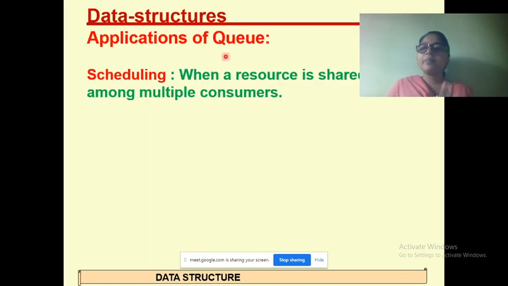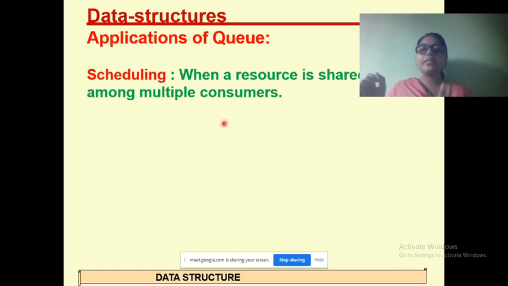Now we'll see what the applications of the queue are. It is used for scheduling. So what do you mean by this? When a resource is shared among multiple consumers, it is scheduled. For example, you have only one printer in a computer lab and all the students want to print their practicals. So everyone will say Control P, print, print, print. But how will that printer manage it? That printer will note down the timing. The person who gives the print command earliest, the print of that person will be delivered first. So this is scheduling.